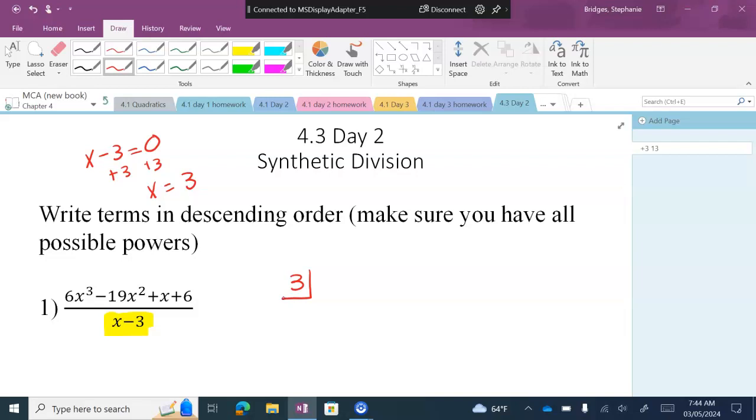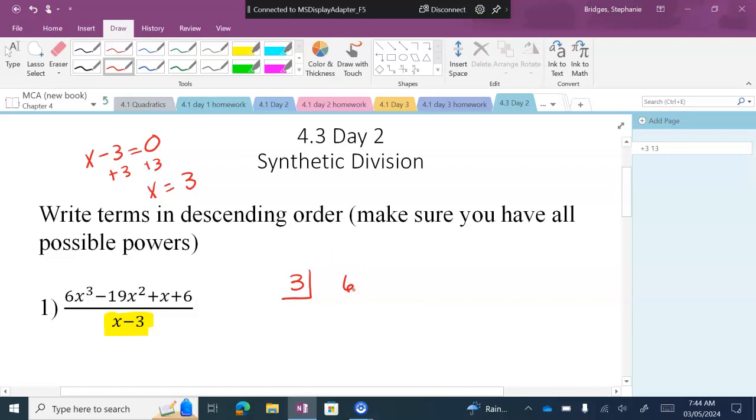Then instead of using the entire polynomial with all the variables, 6x to the third minus 19x squared plus x plus 6, we're only going to use the coefficients. Does everybody know what a coefficient is? Those are the numbers in front of our variables. So we're going to start with our highest degree. What is the coefficient of our x to the third? 6. Okay, so we're going to write a 6.